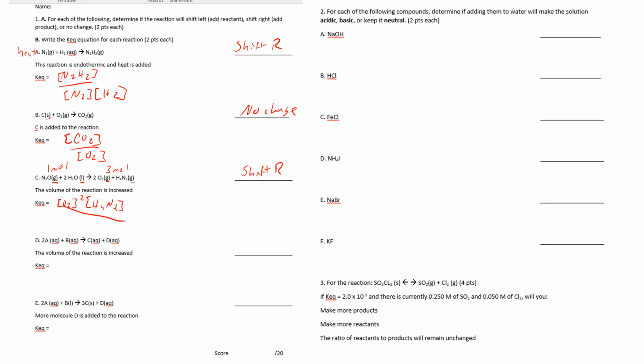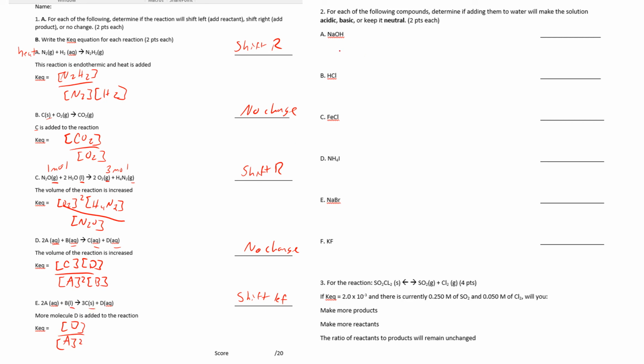N2H4 divided by N2O. D, volumes increase. Well, there's no gases. Volume only matters for gases, so no change. Then, let's see, D, A squared, B. D is added. Since D is a product, we'll shift left. Then D, A squared. Both B and D are liquid and solid, so we don't include those.